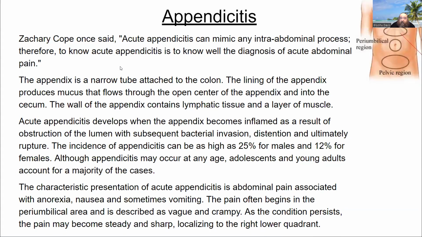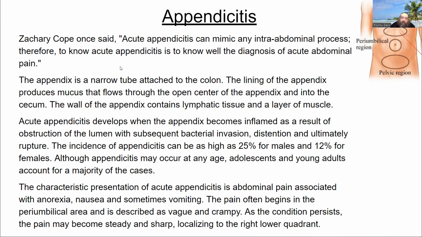Acute appendicitis is an inflammation of the appendix, which is right there at the end of the intestine. And then there can be bacteria, infections, and you don't want it to rupture because then it's going to get into the whole peritoneum and going to cause lots more problems.